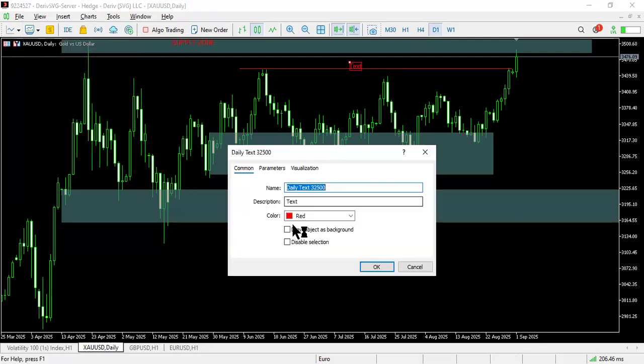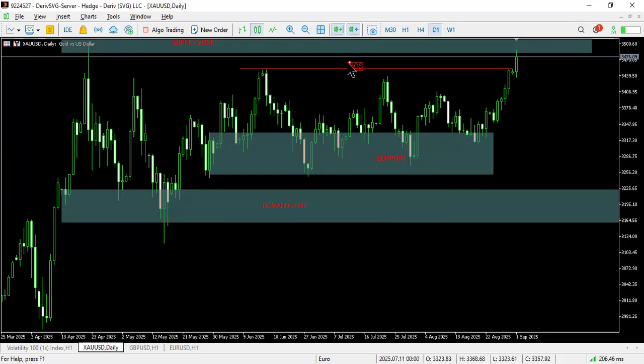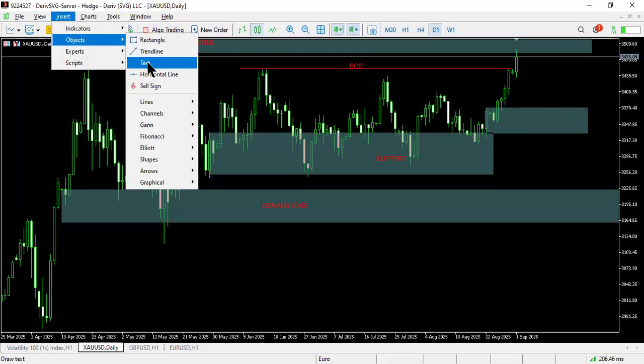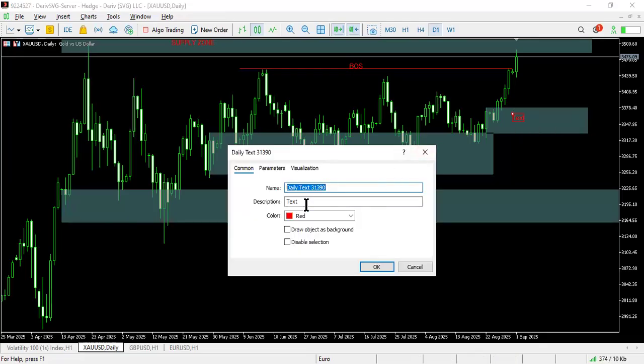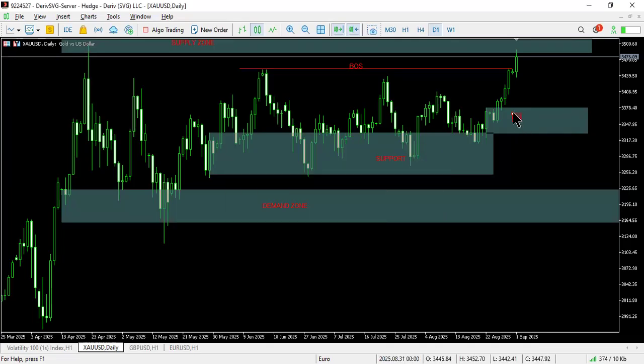From the daily time frame, that is a break of structure. And then from the daily time frame, that is our order block. But looking at the way price is moving, it is going to take long for price to get to that order block if you are using the daily time frame.